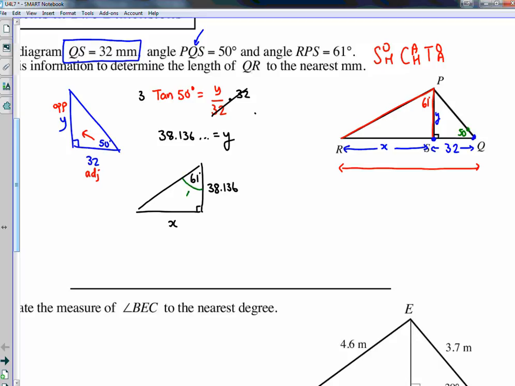Okay, so what's X called? Opposite. What's 38.136? Adjacent. So which ratio? Tan of 61 equals x over the 38.136. And to get x by itself, multiply both sides by the 38.136. Okay?